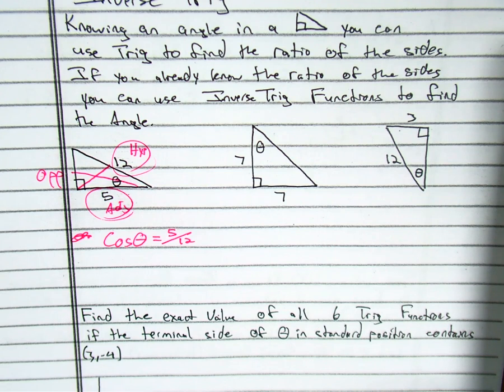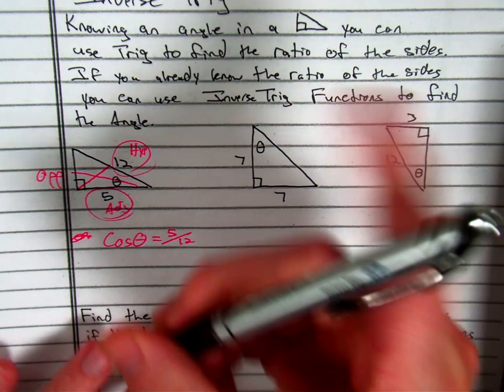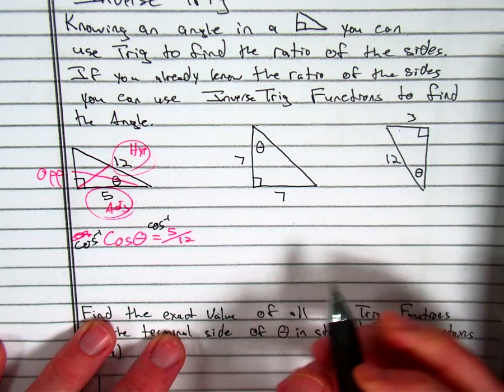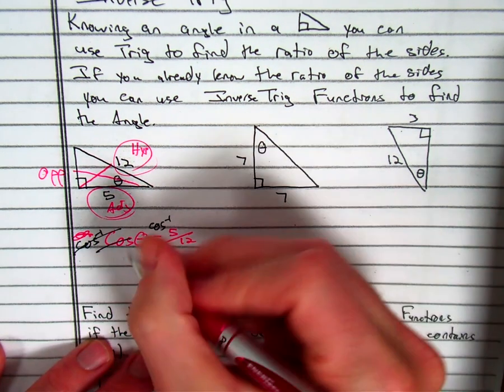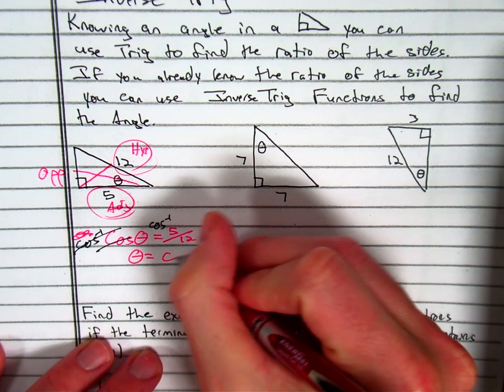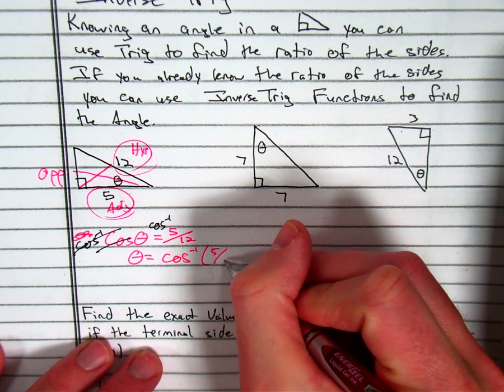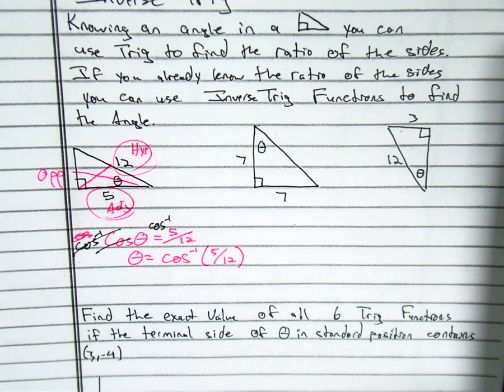Now if this was like 5 times x equals 5 over 12, you'd know what to do. You would do the opposite, or the inverse. We're going to undo it with cosine inverse. So cosine inverse undoes cosine, and we just have theta, angle theta. And we're going to do cosine inverse of 5/12 to come up with that angle.